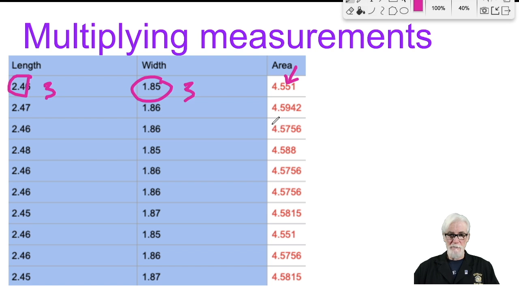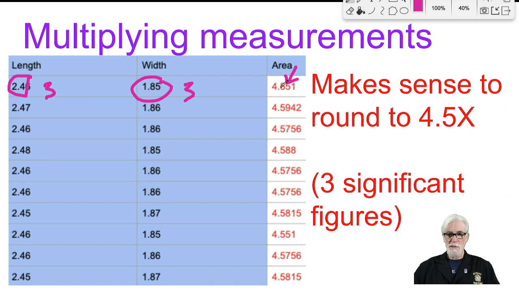4.55, 4.59, 4.57, 4.58. So it doesn't make sense to round to the nearest 1 or the nearest tenth because those numbers are all the same. It doesn't make sense to round to the nearest thousandth because we already are seeing variability when we get to the nearest hundredth. So these calculations should be rounded to 4.5 something, and that would give us three significant figures. So what do we see here? When we started out with three significant figures and we multiplied by a number with three significant figures, we have a number that should be rounded to three significant figures.